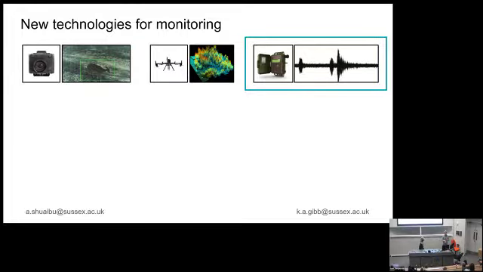Audio is a really great source of information about what's going on in habitats, because it gives us both vertical information, from the top of the canopy all the way to below the ground, and horizontal information, across different habitat types, different vegetation densities and different species populations.